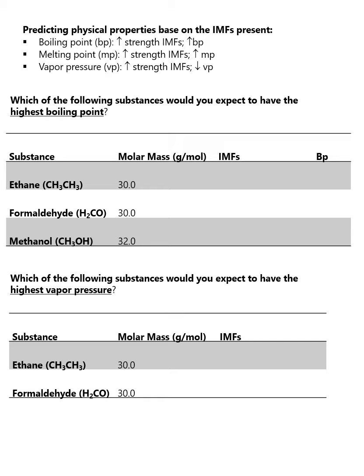The higher the strength of your intermolecular forces, the higher the melting point. Strong intermolecular forces again means that your particles are very strongly attracted to each other. So to break those attractions apart, you will require more energy. That's why you have a higher melting point. Now the last one is vapor pressure.